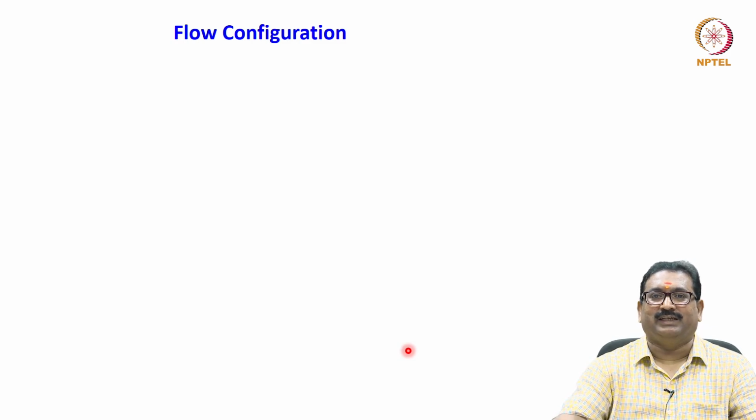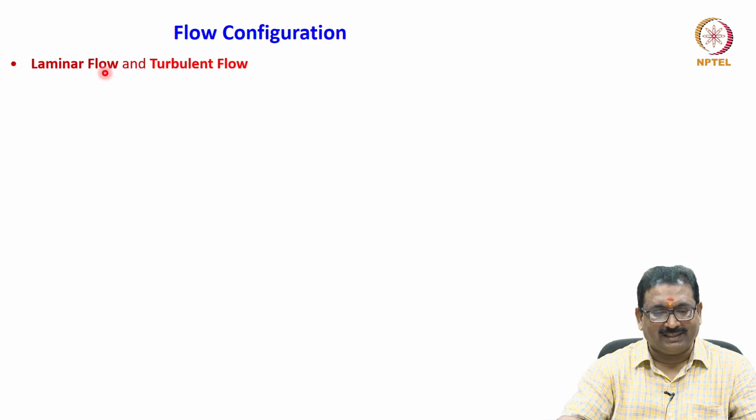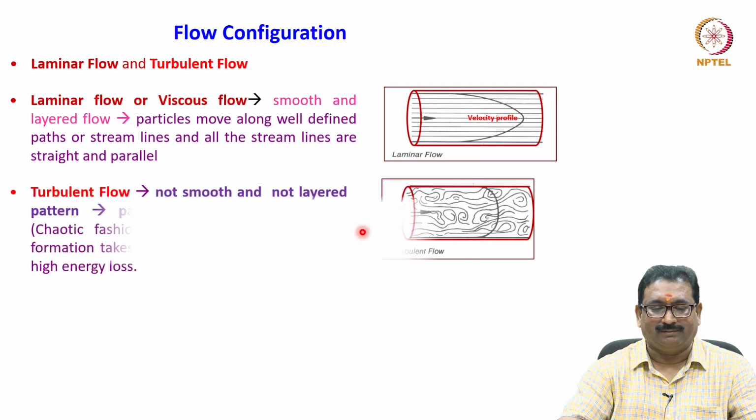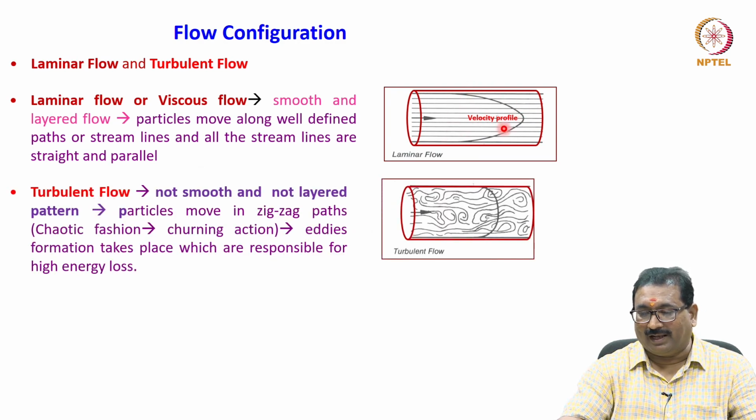Now, let us quickly see the flow configurations. As we know, in fluid mechanics there are laminar flow and turbulent flow. These are very important, please brush up all these things. What is a laminar flow? Laminar flow, or viscous flow, is known as a smooth and layered flow. Particles move along well-defined paths or streamlines, and all the streamlines are straight and parallel. You can see the velocity profile here also in the laminar flow.